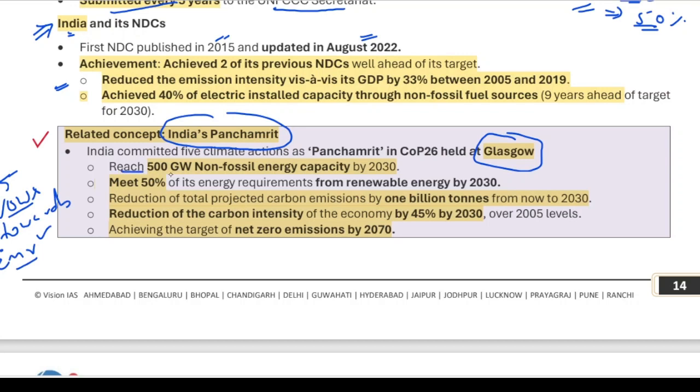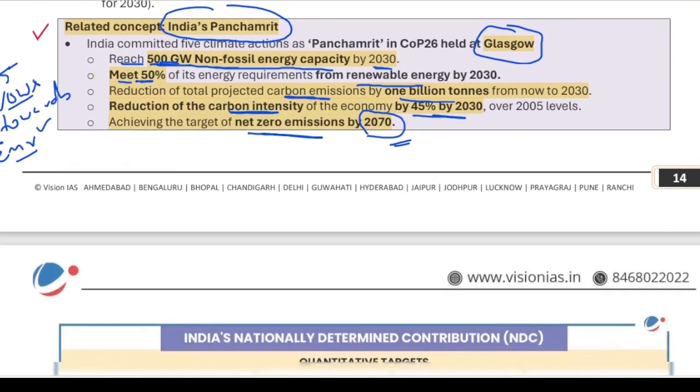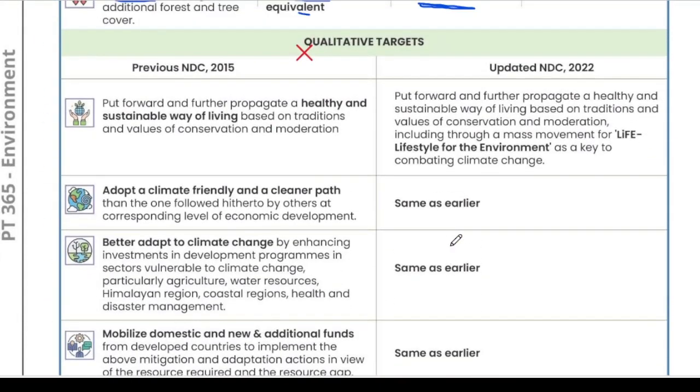So what are these vows? Reach 50 gigawatt non-fossil energy capacity by 2030. By 2030, our energy will be from non-fossil fuels, and 50% of our energy requirements will be from renewable energy. Another is reduction of total projected carbon emissions by 1 billion tons. Reduction of the carbon intensity by 45%, which we have discussed below also. Achieving net zero emissions by 2070, a very important target. So this is all about India and NDC.